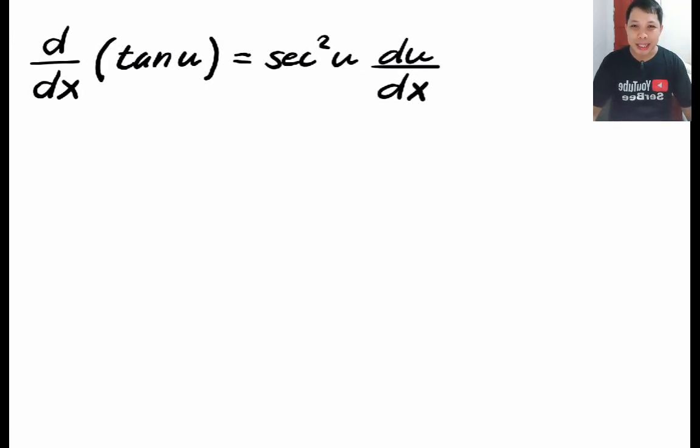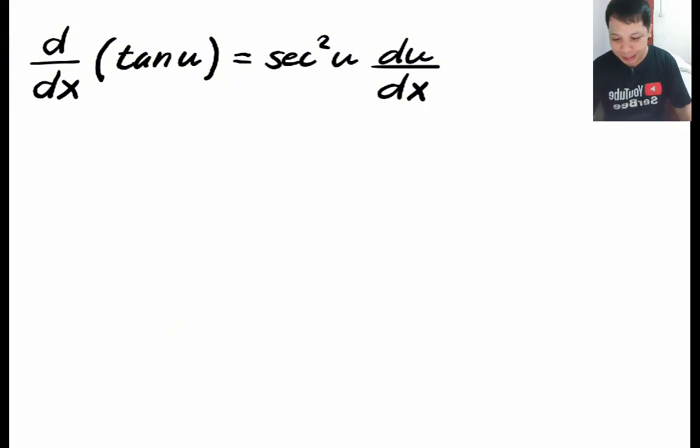Bakit nga ba ang derivative ng tangent ay sec²? Tara, pag-aralan natin. Okay? Sa calculus, meron tayong trigonometric differentiation formula, at isa na doon ay ang derivative ng tangent of u with respect to x ay sec² of u times the derivative of u with respect to x. So bakit nga ba totoo itong formula na 'to?